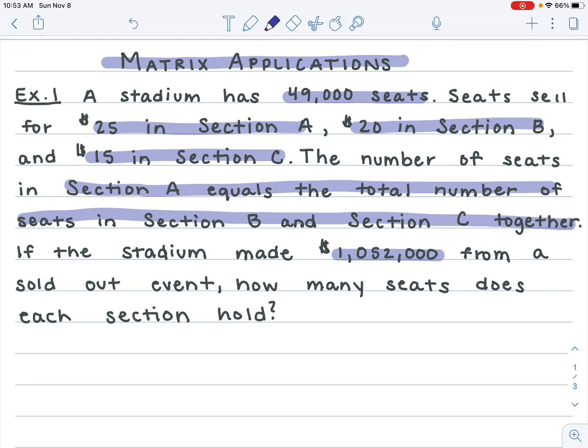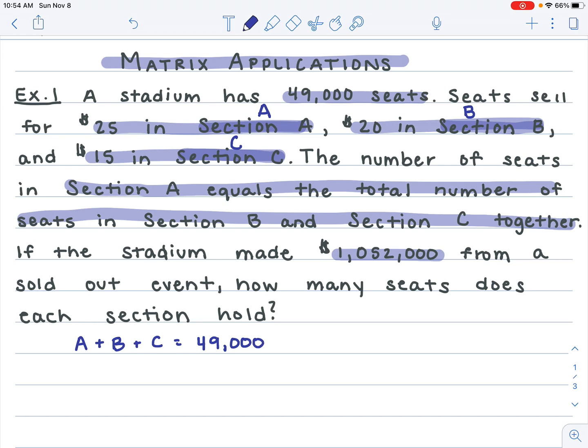They give us a lot of information. So since we have three different sections happening here, A, B, and C, this is going to be a three-variable system we're going to create. So we need to make some equations up. I'm going to let section A be titled just the variable A, B is just going to be B, and then C. So the first one says it has 49,000 seats, so I think that would be A plus B plus C equals 49,000.